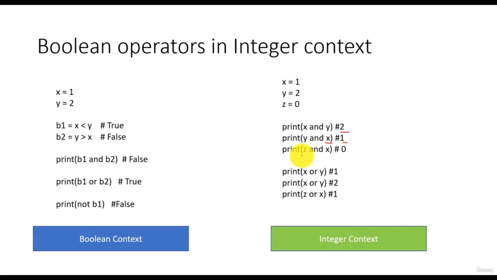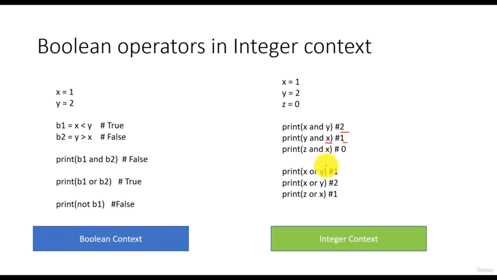As soon as the AND operator checks z, it considers it as false. So the AND operator need not evaluate the second operand and it returns the value of z, which is 0. On the same lines, the OR operator works. In the Boolean context, the OR operator returns true if any of its operands is true. In the integer context, it returns the value of the integer operand as soon as it checks a non-zero operand.